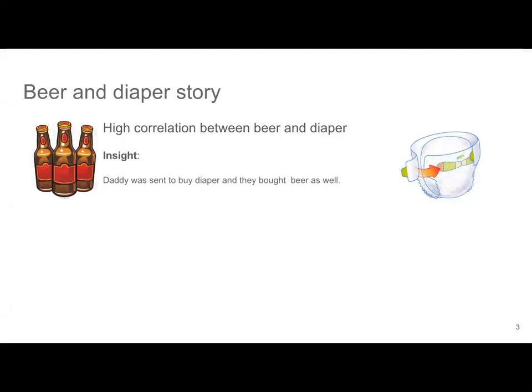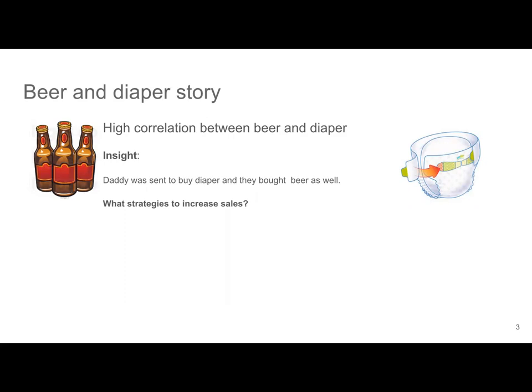By reasoning, we can understand that usually daddy was sent to buy the diaper. And while they're in the store, what else do they buy? They probably will buy beer as well. So that's the insight of this discovery. So with this insight, what strategy can the store take?